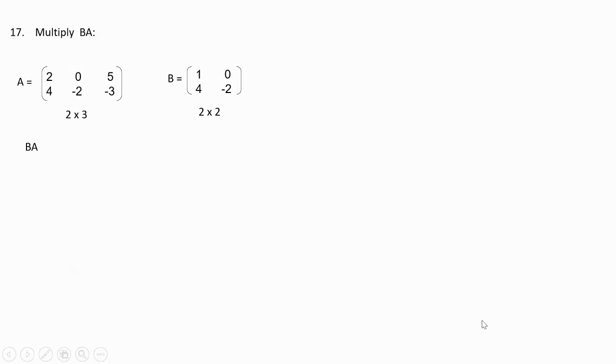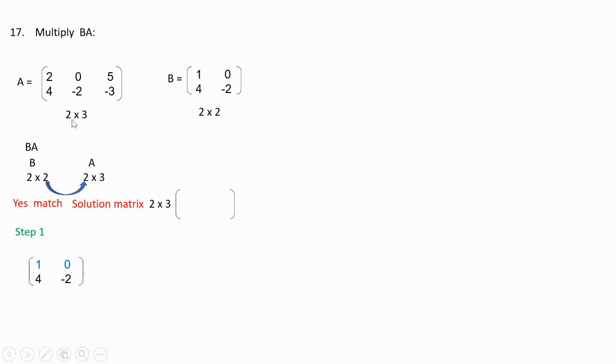Okay, now, number 17. Let's multiply matrix B times A. Matrix B times A, right? So there has to be a certain order for you to be able to multiply. You see, the two numbers must match in order for it to be done. If the two numbers in the middle don't match, then it's not possible to multiply the matrices. Since we have a match, the answer is going to be a 2 by 3, the outer numbers. Here's how we do it.